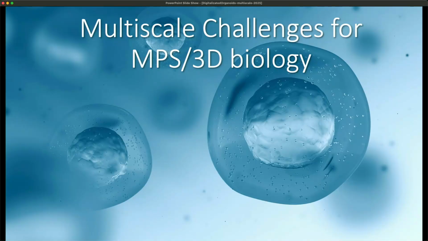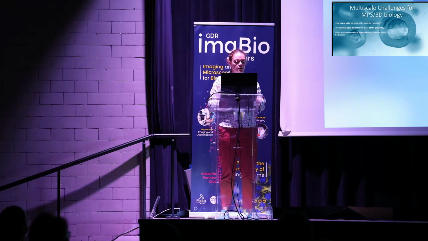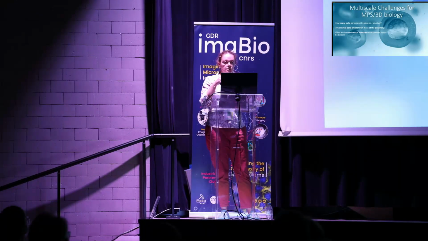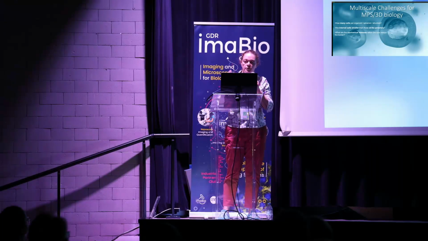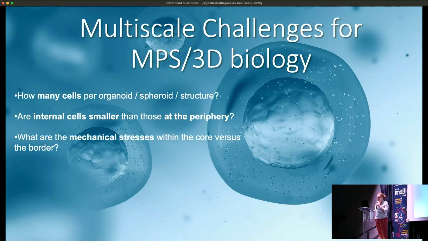So what type of multiscale challenges do we have here, and what type of question can we ask using this organoid? It could start with a very simple question: how many cells per organoid, spheroid, whatever oid, which is not so easy to answer. But we can go a little bit deeper in terms of mechanobiology questions, like is there any force or mechanical stress within the core of the organoid as compared to the border? And also, for example, the size and morphology of the cells at the core of the organoid, are they different as compared to the ones at the periphery?